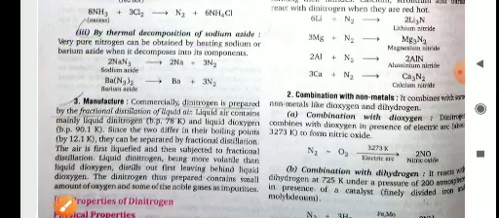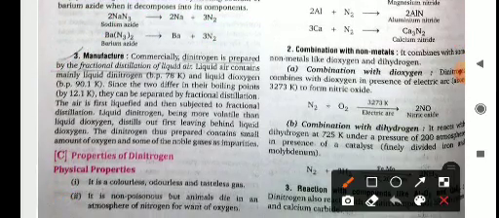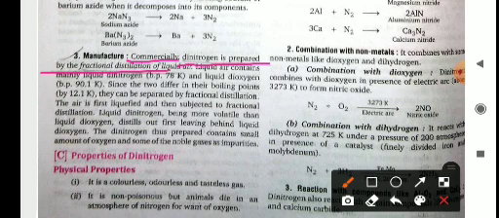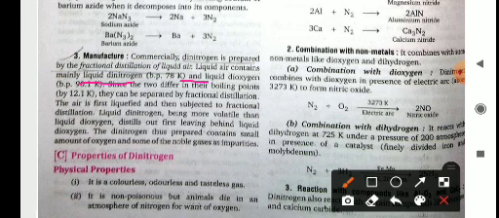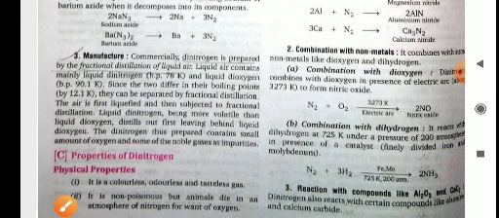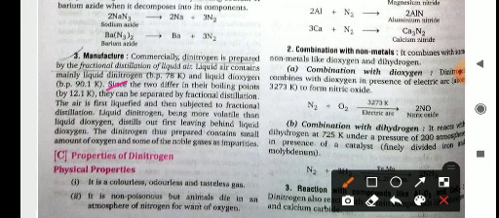So what is the manufacturing process? Commercially, dinitrogen is prepared by the fractional distillation of liquid air, because liquid air contains mainly liquid nitrogen and liquid dioxygen. So both have a very small boiling point difference, so we use fractional distillation to separate out this mixture. Since the two differ in their boiling points, they can be separated by fractional distillation.